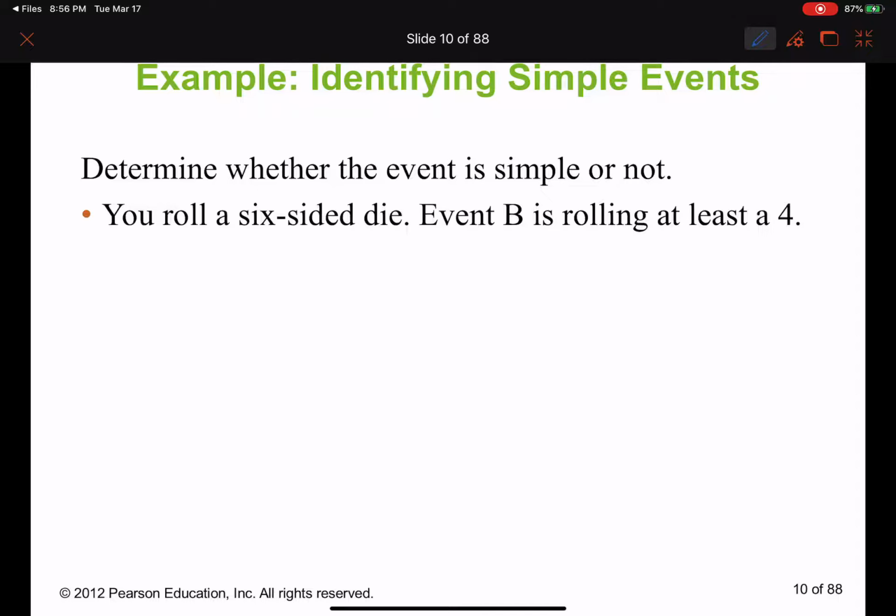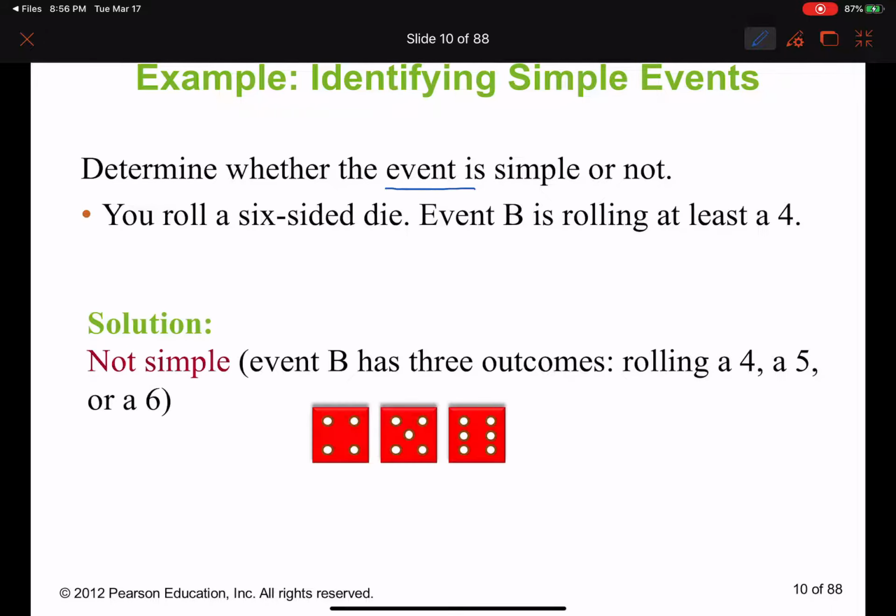So here is a question. You roll a die. Event B is rolling at least a 4. This is not a simple event, right? Because with at least 4, you can have 4, 5, 6, more than one outcome, correct?